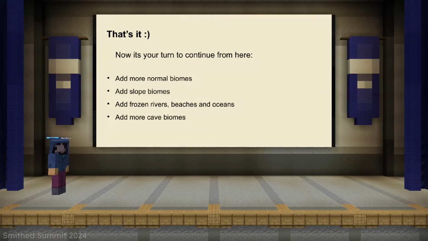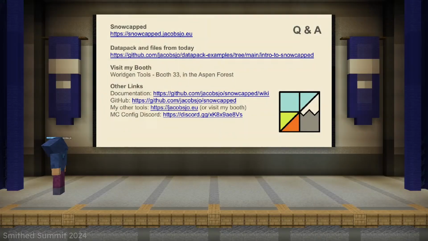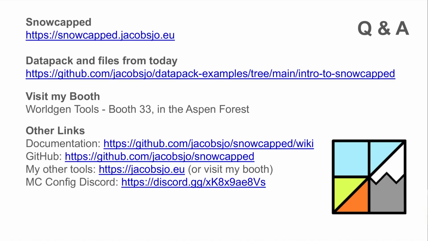You can try these things. And if you want to just continue from where we left off today, the Snowcapped file, as well as the datapack, the simple terrain datapack, and this final datapack, you can also download from my GitHub at that URL. You'll see there the second one from the top. And that's basically everything. And I'm very happy to answer some questions.